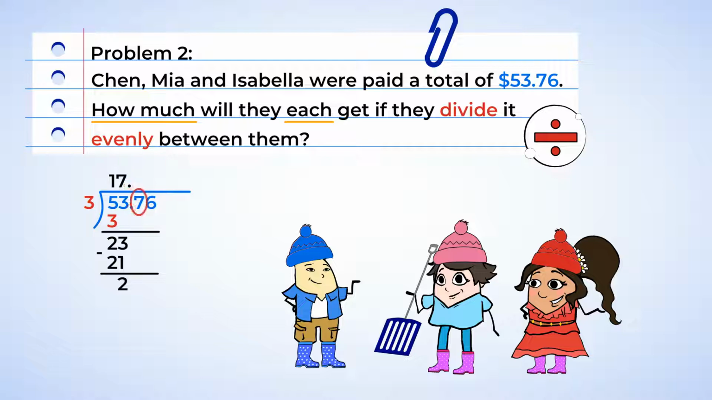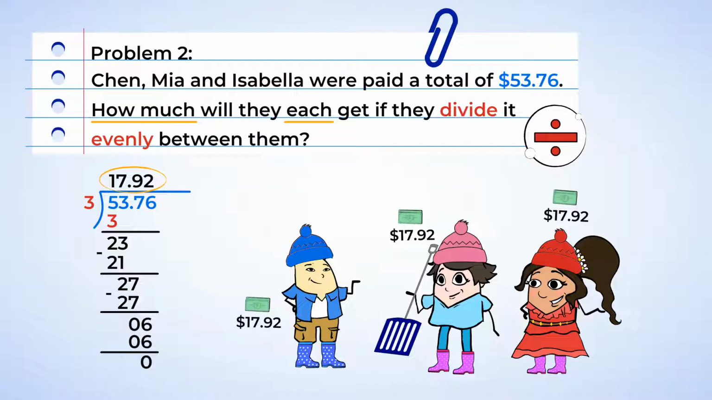And now we can move to the tenths place and bring down the 7. Okay, there are 9 3s in 27 without any remainder. So we place the 9 in the tenths place. And one more place to divide, we bring down the 6. There are 2 3s in 6, so we place the 2 in the hundredths place, and voila! Chen, Mia, and Isabella are going to get $17.92 each. You did great with this problem.